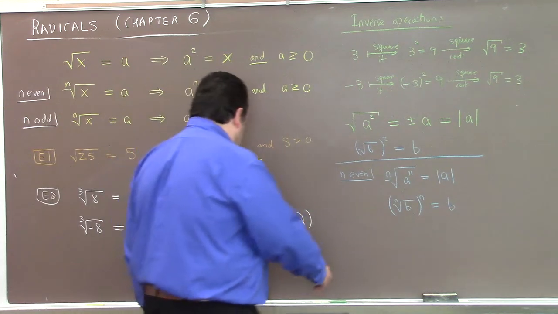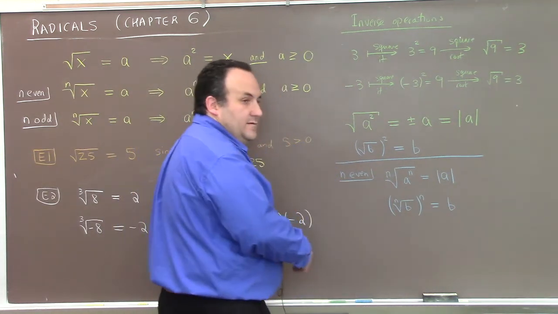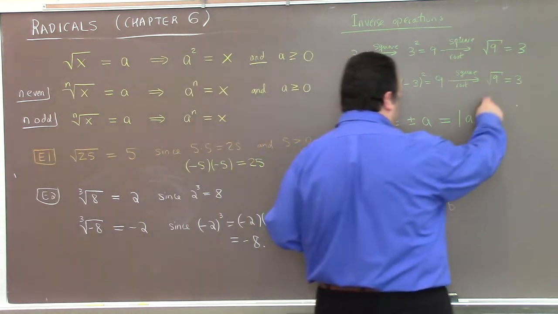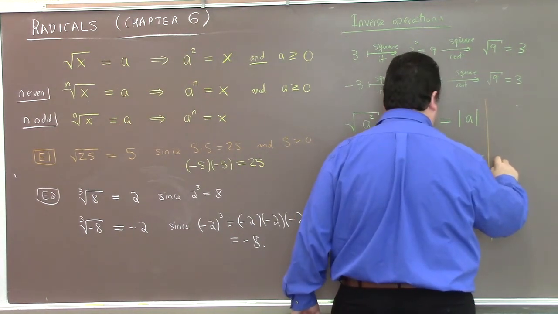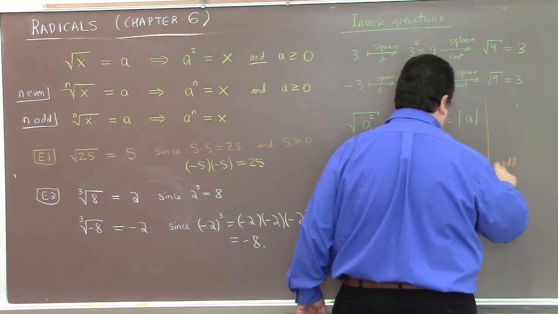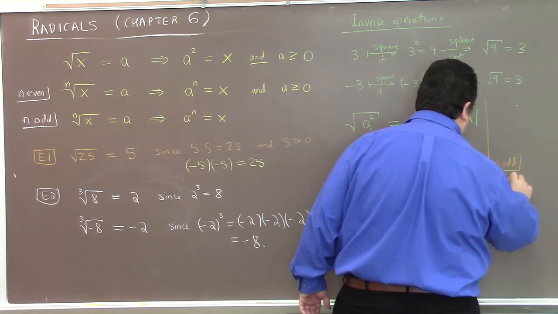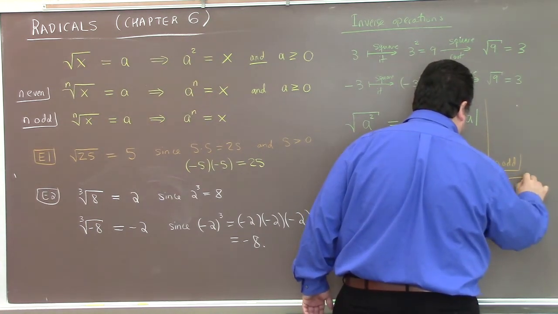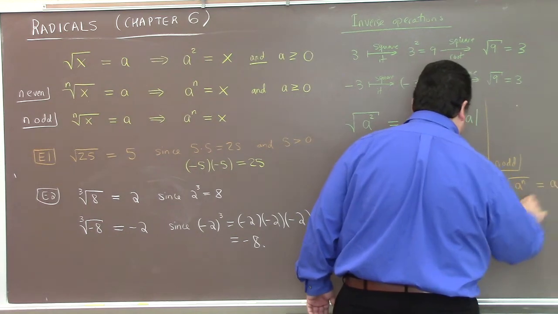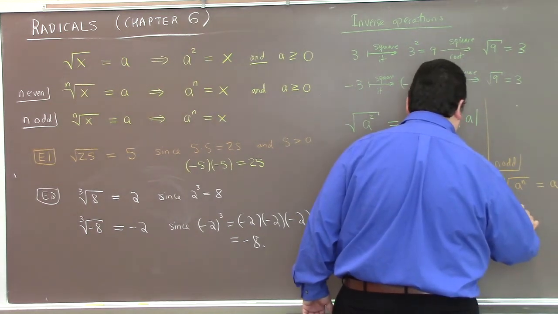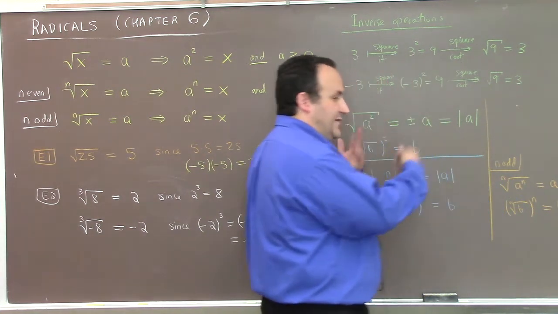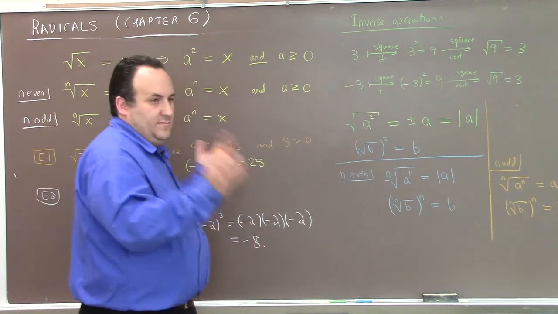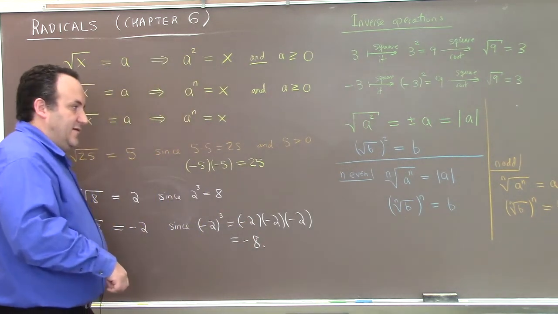On the other hand, when n is odd, it's easier. If n is odd, you just have that the nth root of a to the n is a, and the nth root of b, to the n power, is equal to b again. So when n is odd, you can be careless.